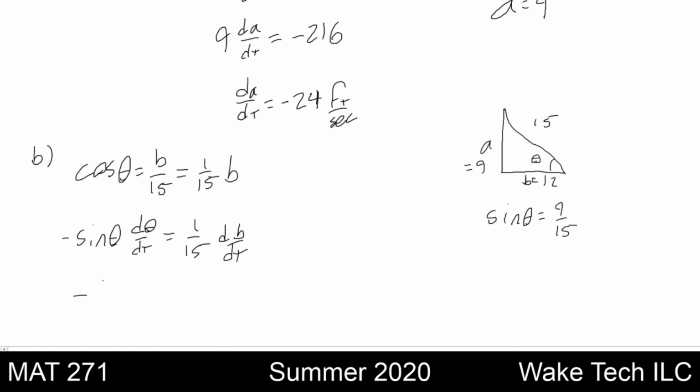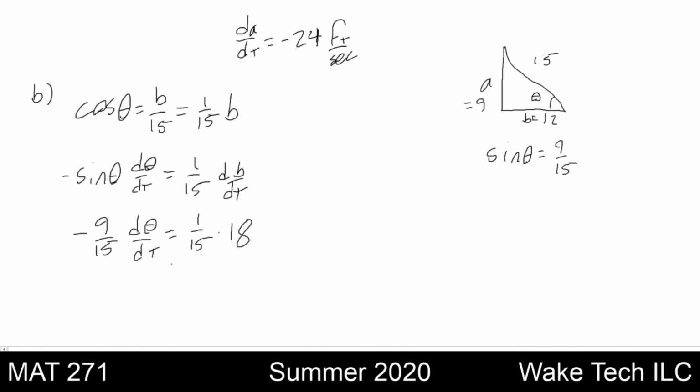I have negative 9/15 d theta dt is equal to 1/15 times 18. And this is just arithmetic from here. So I multiply by 15, divide by 9, and I believe what I'll have is d theta dt is equal to probably -2.